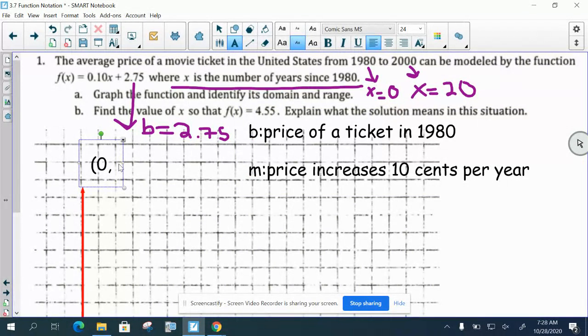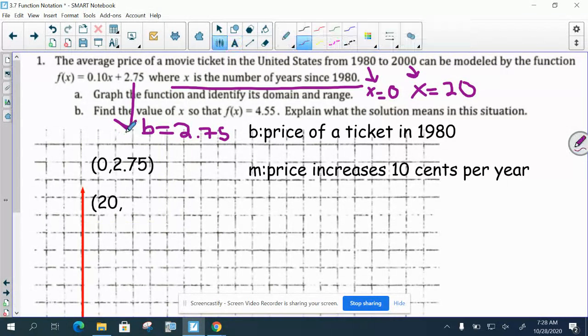Let's just figure this out here. 2.75. And then what's going to be the price after 20 years? Because you only need 2 points to make a line. So that's the other point we're going to get. Well, if you plug in 20, so this is going to be the end of our graph, let's plug in 20 into our function.